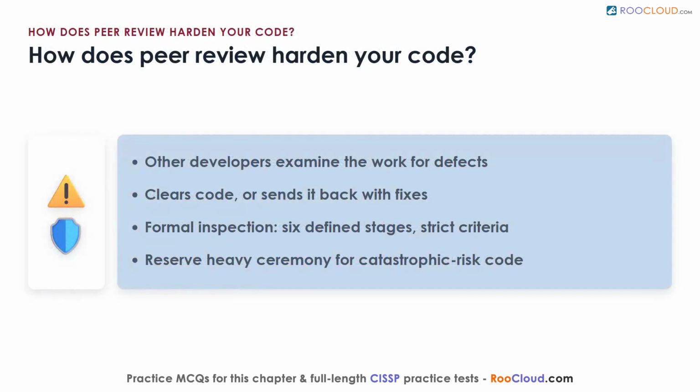How does peer review harden your code? By putting a second set of trained eyes on it before it ships. In a code review, developers other than the author examine the work for defects. The review either clears the code for production or sends it back with fixes to make. The most rigorous version, a formal inspection, follows 6 defined stages, from planning through follow-up, each with strict entry and exit criteria. Reserve that heavy ceremony for code where a flaw could be catastrophic. It is the difference between a quick proofread and a full editorial board.